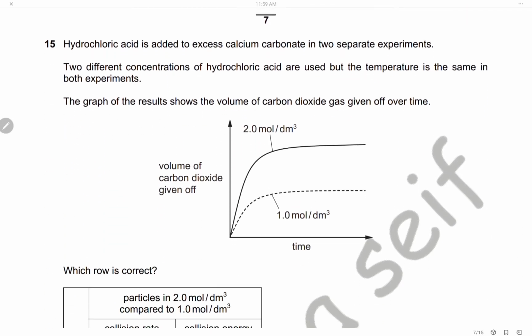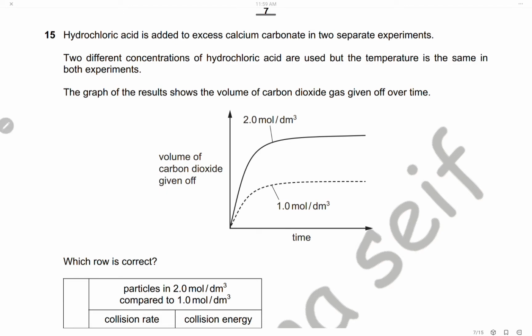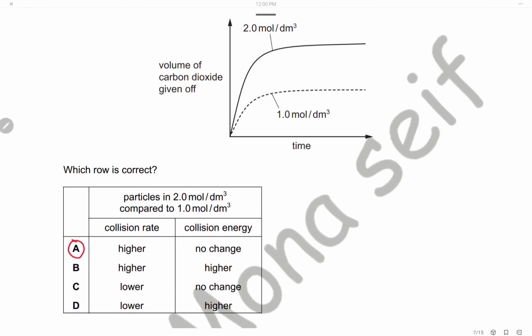Question 15. Hydrochloric acid is added to excess calcium carbonate in 2 separate experiments. So we have calcium carbonate in excess. 2 different concentrations of hydrochloric acid are used, but the temperature is the same in both experiments. We have 2 different concentrations of hydrochloric acid, 2 mole per decimeter cube and 1 mole per decimeter cube. The graph for the results shows the volume of carbon dioxide gas given off over time. Which row is correct?